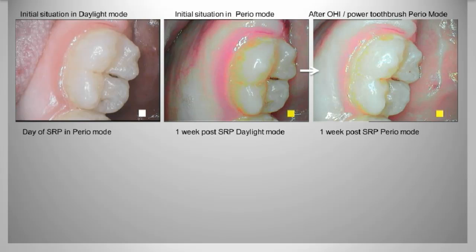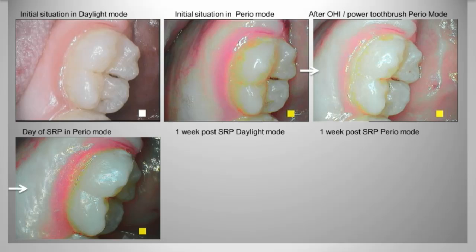Next, we would go to showing the patient after coming back a week later, where we had given the patient oral hygiene instruction, got them introduced to a power toothbrush, and now we're in the perio mode. And just because the patient is now cleaning more properly, you can see the difference in the inflammation. This is before even the scaling and root planing was done.